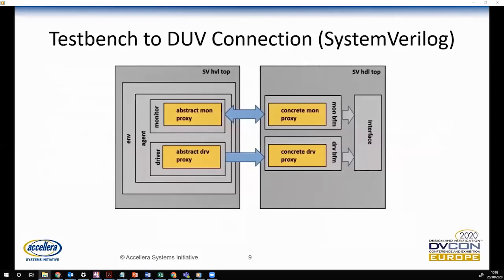Here is an overview of the architecture showing both the split transactors and the polymorphic interface together for SystemVerilog. The HVL side holds an abstract class handle which is referencing a concrete implementation in the HDL BFM.